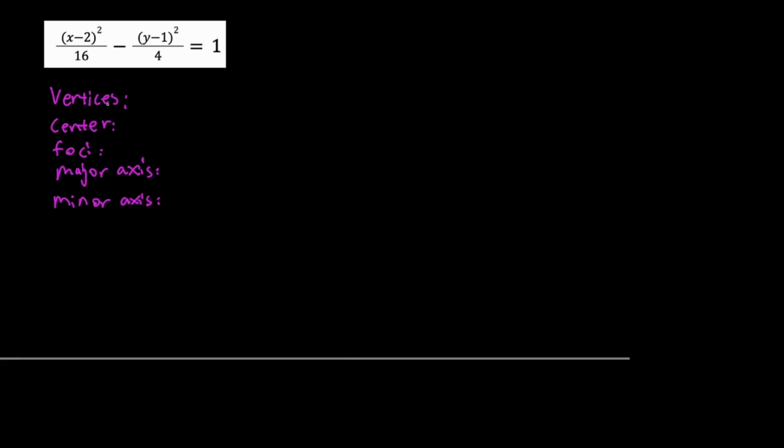Okay, let's do a practice problem, and let's find the vertices, center, foci, major axis length, minor axis length, all from just this standard form hyperbola equation. So let's start with the vertices. Let's find the a and the b. So the a, that's 16 is a squared, so a would be 4, and b would be 2. The h would be 2, because it's x minus 2, and the k would be 1.